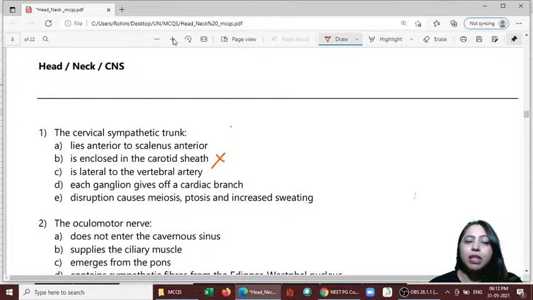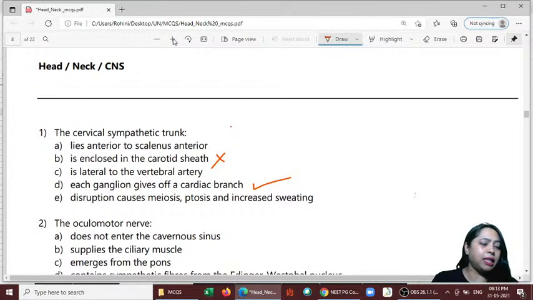Next one, disruption causes miosis, ptosis, and increased sweating. So all these are the options. Now here I would say the answer would be ganglion gives off a cardiac branch. So this is the answer. So the answer is D.